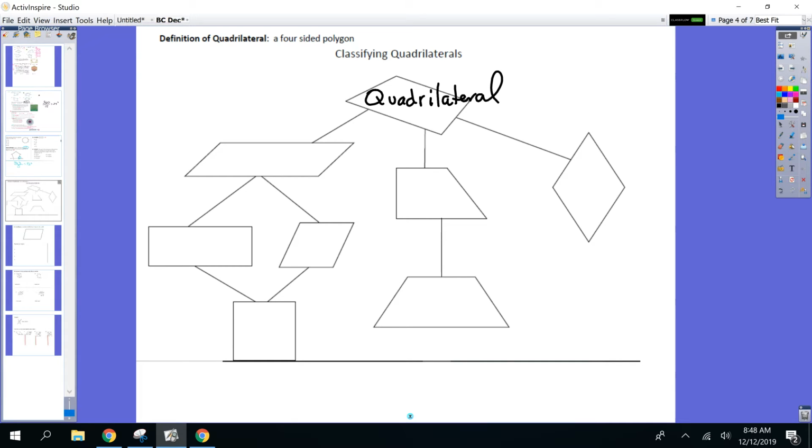There are only 2 properties you need for a quadrilateral. One is how many sides? 4. And how many degrees in the quadrilateral? 360. That applies to all these figures up here. They all have 4 sides, and all their interior angles add up to 360.